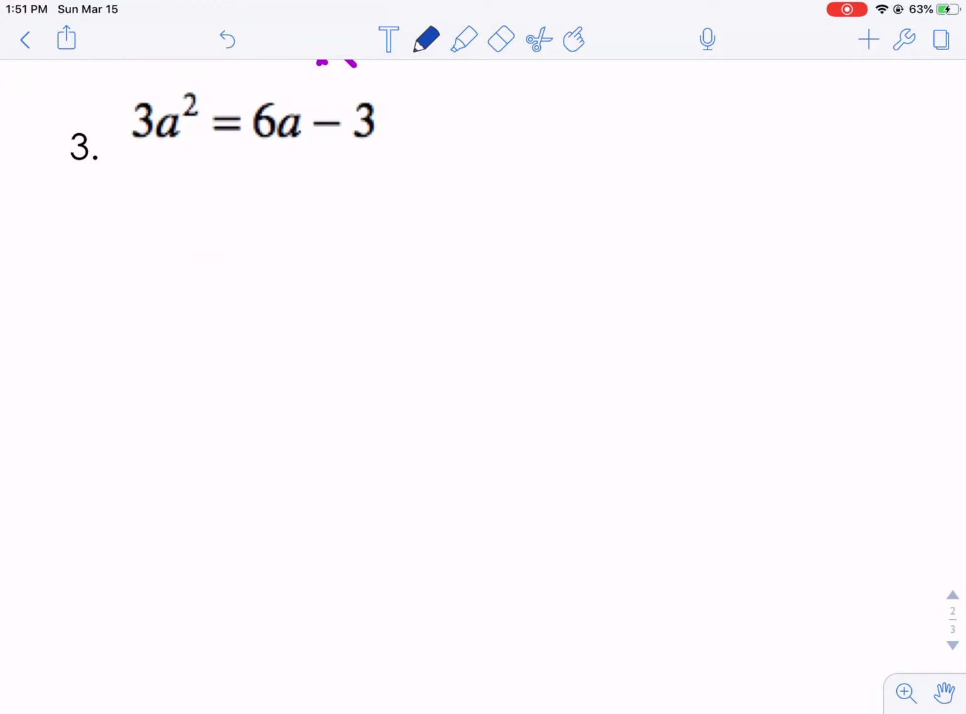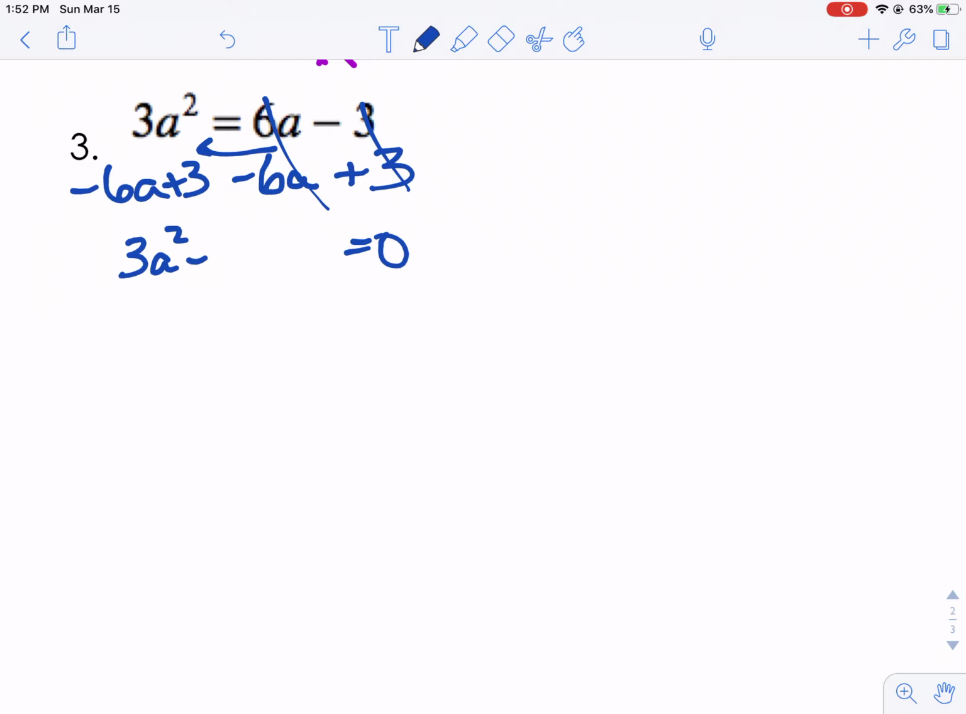Our first step is to get everything on the same side and set it equal to 0. Now, because I've been doing this for practically my whole life, I have always been trained to make sure your squared term stays positive. So I'm going to move these guys over to the left. So I'm going to subtract the 6a and add the 3. Subtract the 6a, add the 3. So these go away. And then I put everybody in order. So 3a squared minus 6a plus 3. And now that my equation is equal to 0 and in order, I can do my quadratic formula.